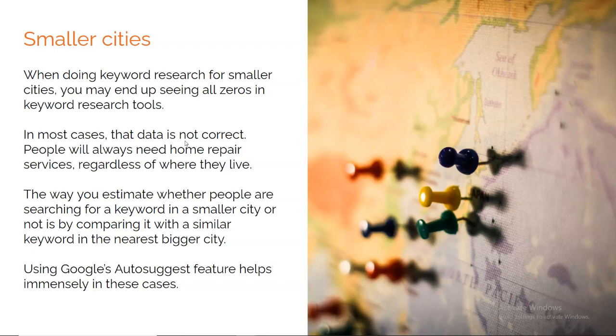So the way you estimate whether people are searching for a keyword in a smaller city or not is by comparing it with a similar keyword in the nearest bigger city, right? The one the keyword research tools have data for. So you can also use Google's Autosuggest feature to help you out as well, because if Google auto-suggests a keyword, that means that there are people searching for it, right?